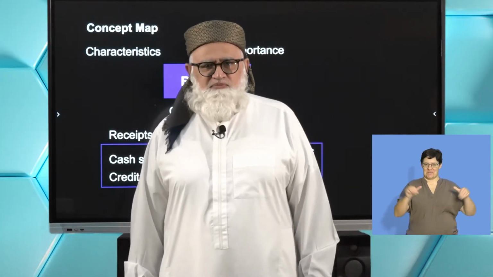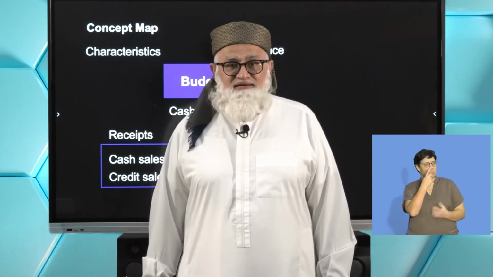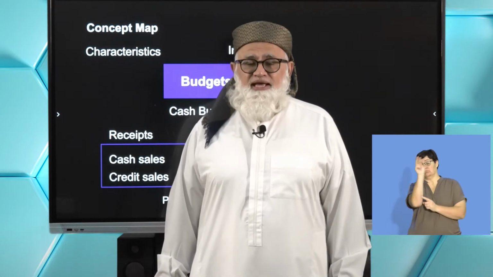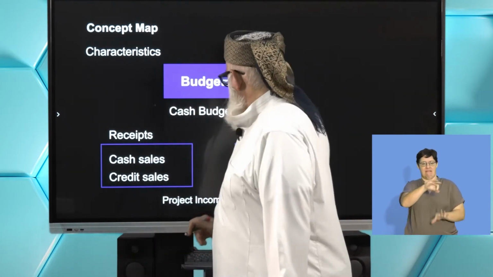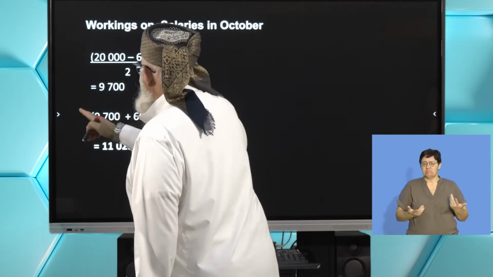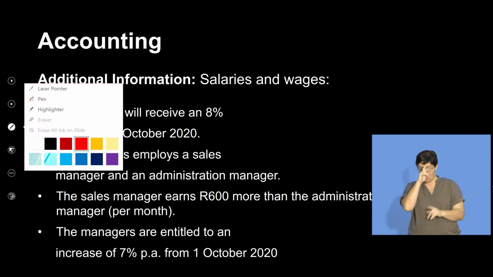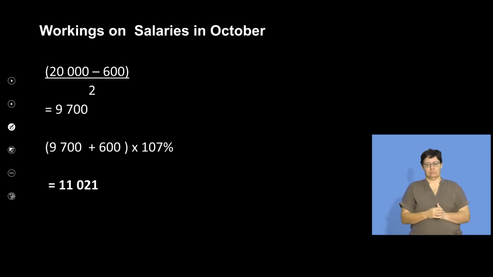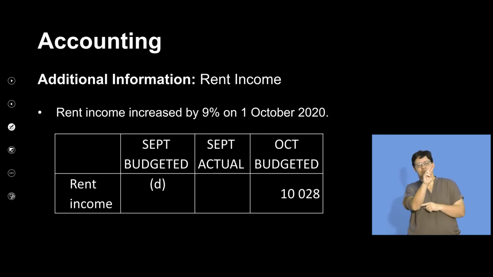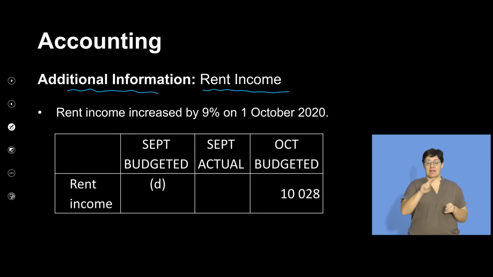Welcome back, accounting boffins. Remember, we're busy analyzing a projected income statement. Okay, so our emphasis here is on our projected income statement. Here's the information that we have. Right, in the additional information, we are told that your rent income increased by 9% on the 1st of October 2020.